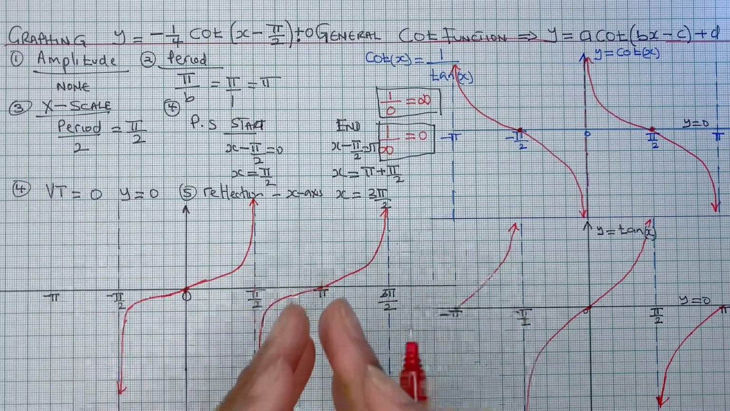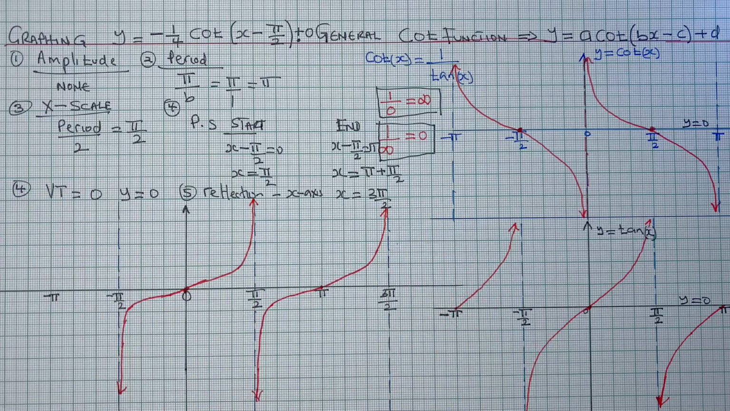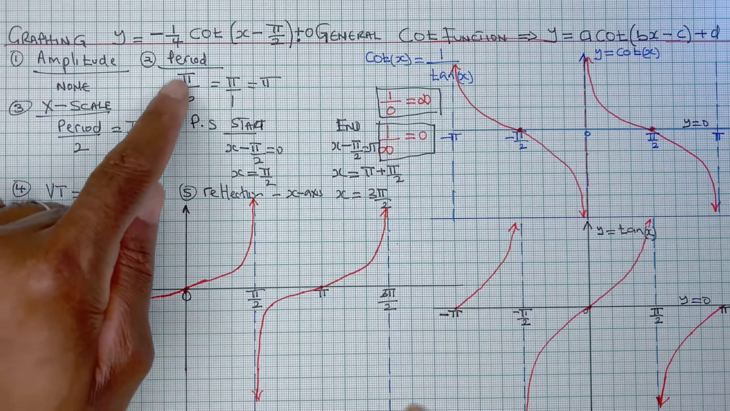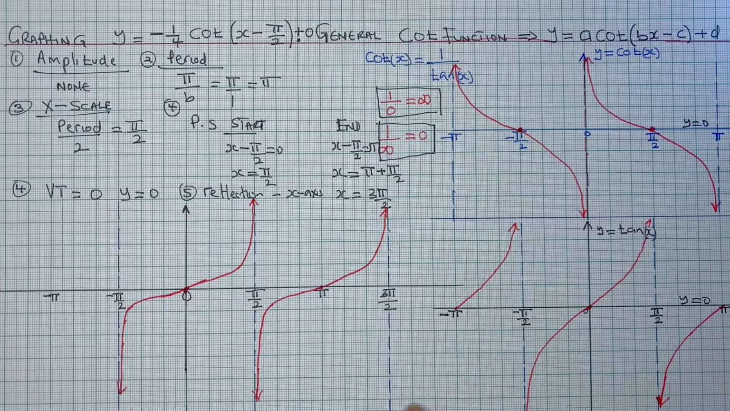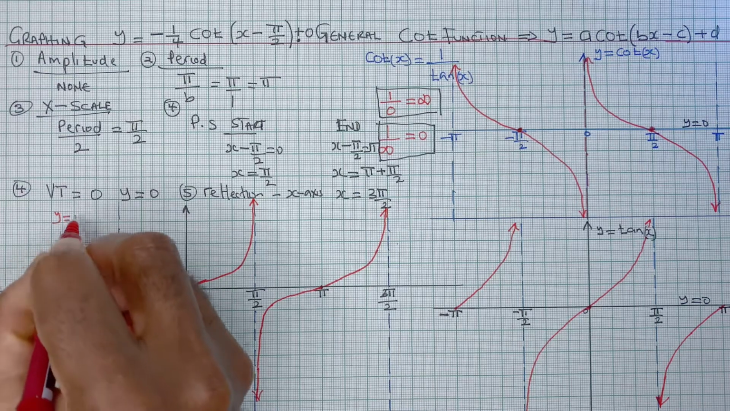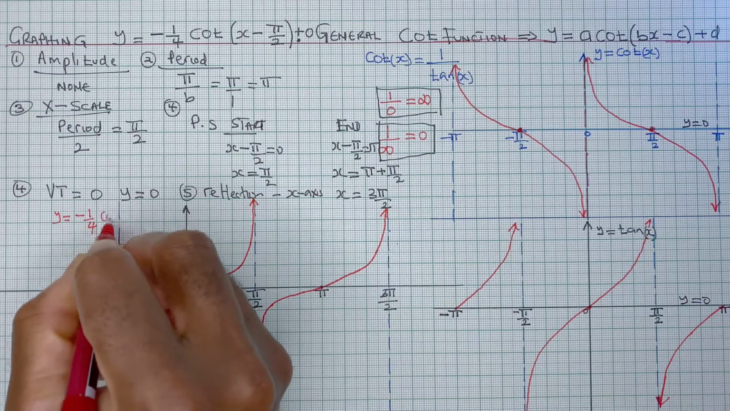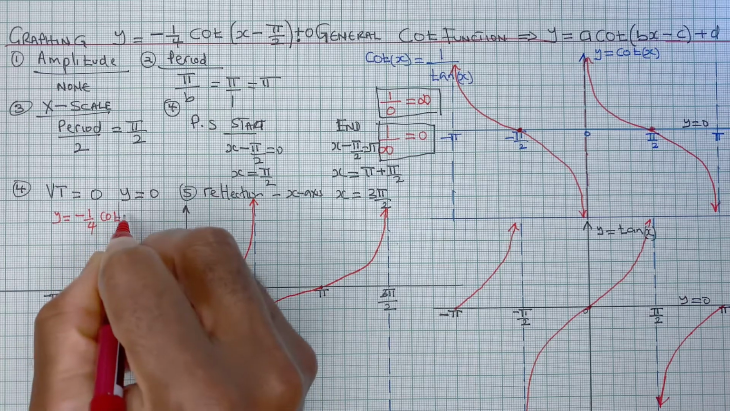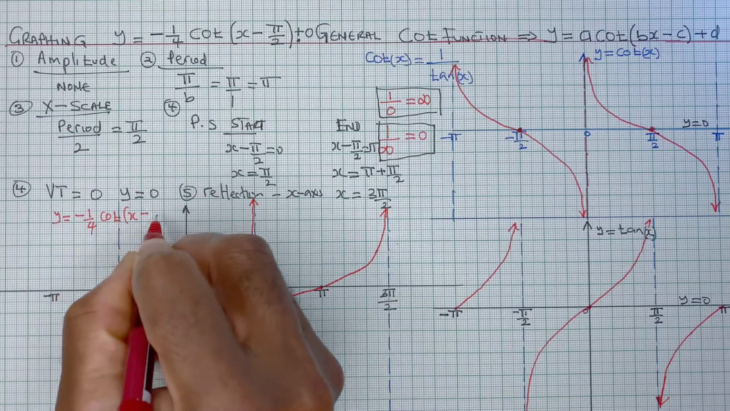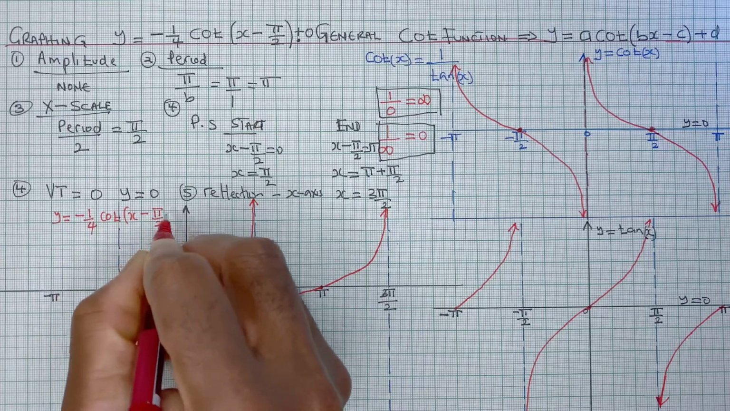So that's what these are, the two periods. The first period is between, that's a pi period, and that's a pi period. And that's why we divide it by b, because the period is a pi. Y equals minus 1 over 4 cotangent x minus pi over 2.